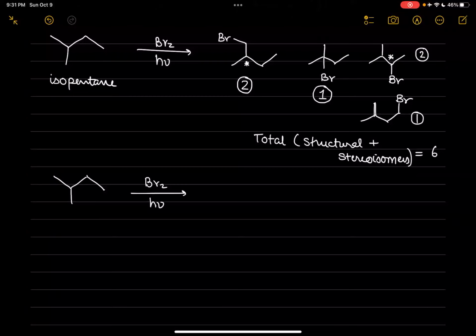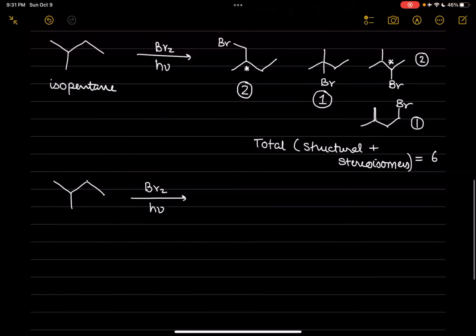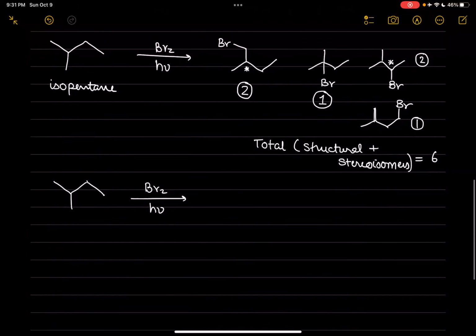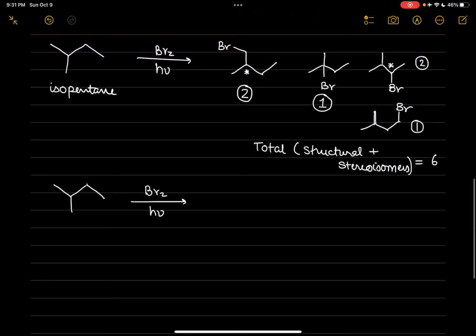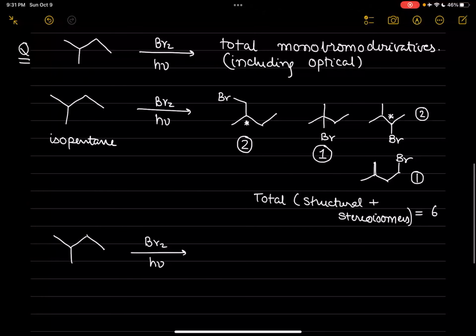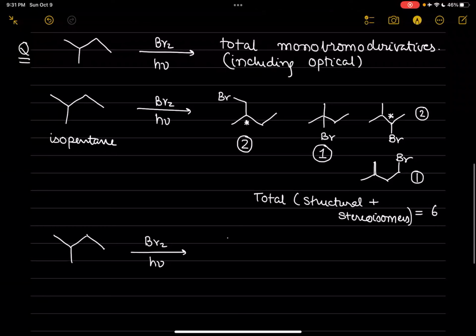So I guess the carbon with the least amount of hydrogen. Is the second structural isomer written at the top the major product? So which one from this? Yes, this one, the tertiary bromide.